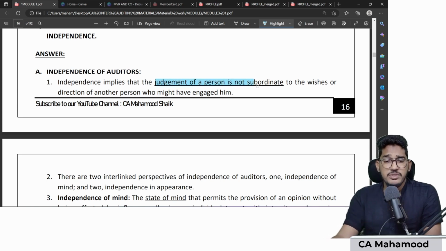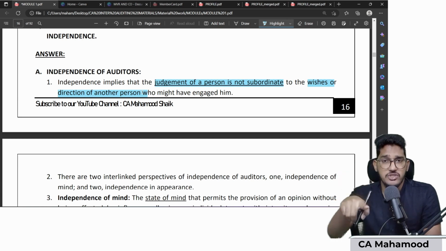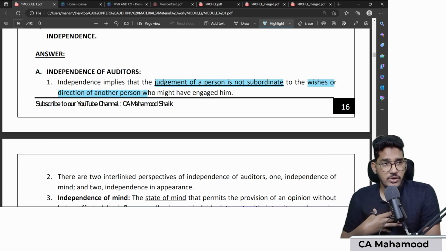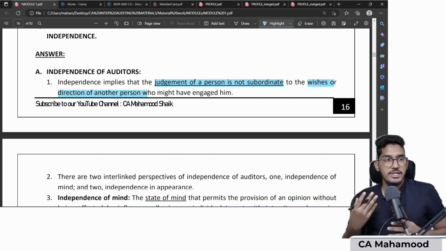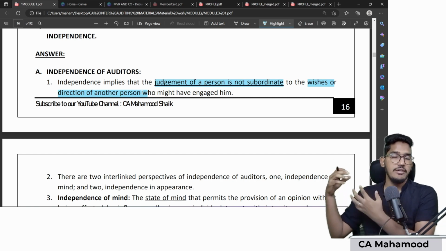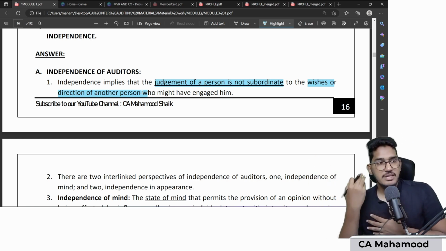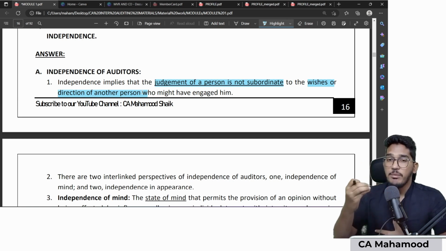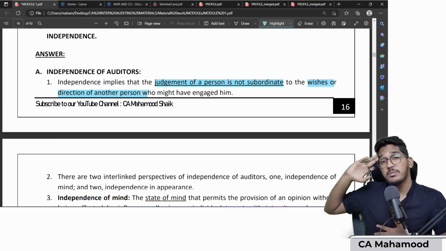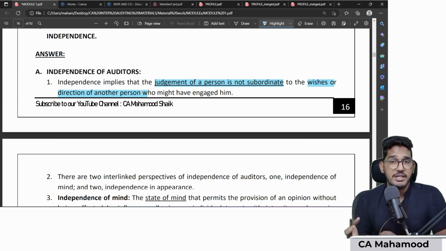The judgment of a person should not be subordinate. The decision of a person shall not be changed according to the wishes or directions of another person, especially the one who has engaged him. So at the time I am an auditor, if I am taking a decision, I should take the decision without getting influenced by the directions and wishes of the management who have appointed me. If I think something is wrong, I should say it: yes, this is wrong. Before giving that negative opinion, I should not think what will happen to my client if I give a negative opinion.